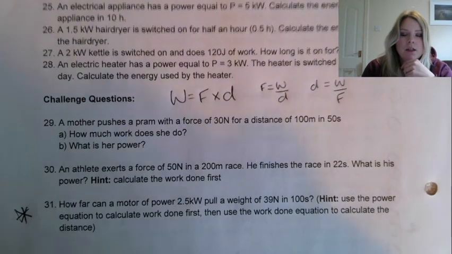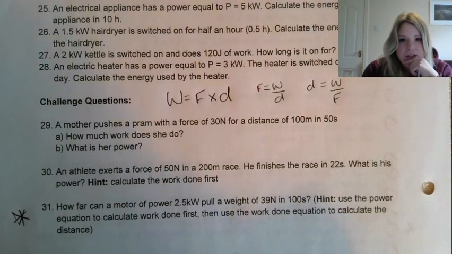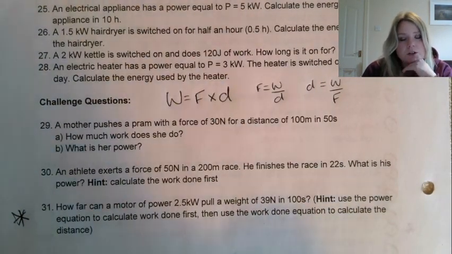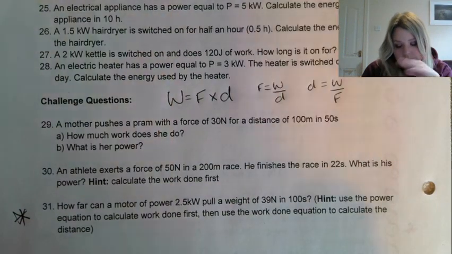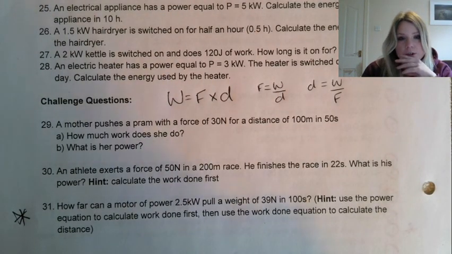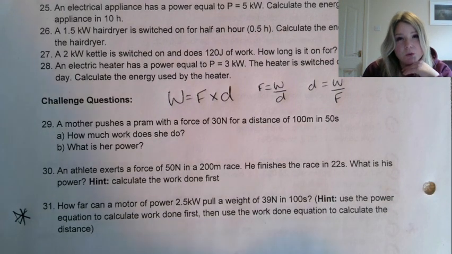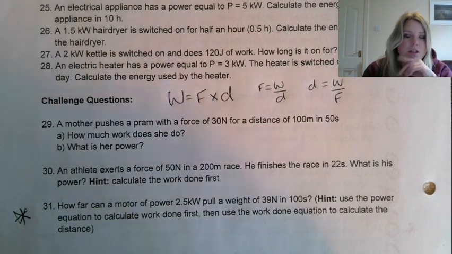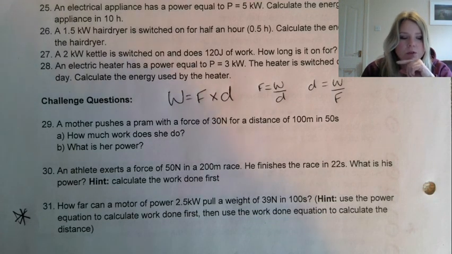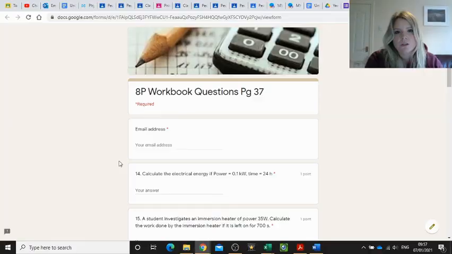Now, the way you're going to answer these questions, you're going to do these in your yellow workbook as normal, showing all your working out. But once you have those done, I have attached to this post in our classwork tab a Google form, and it is these exact questions, and you have to type your answers in. So I'll show you what I mean by that now.